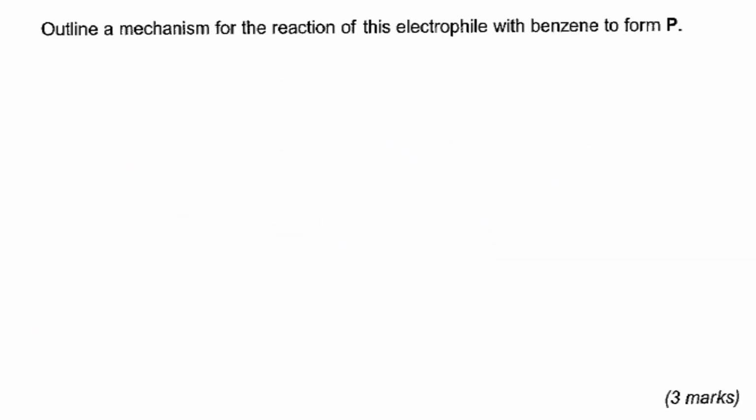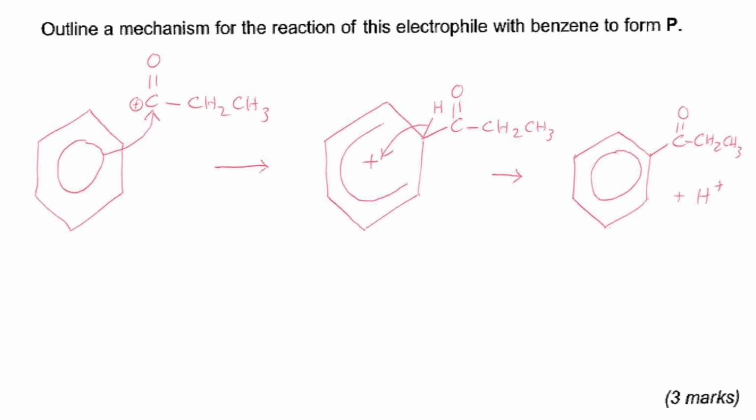So the second part is drawing out the mechanism. They want the reaction of the electrophile and benzene to form our compound P. I'm going to take you through the key features of the mechanism. The first thing is the arrow starts at the circle and points at the positive carbon. So it begins here and ends here.